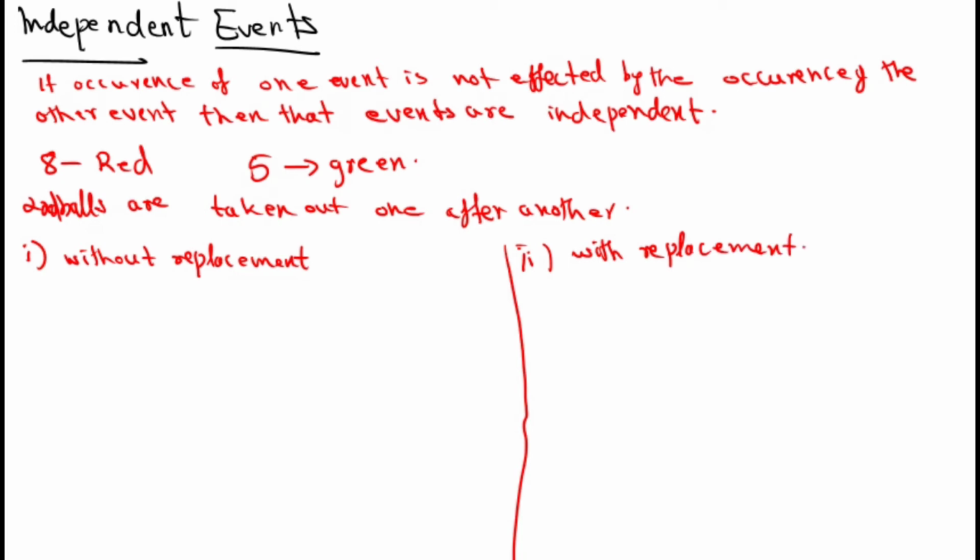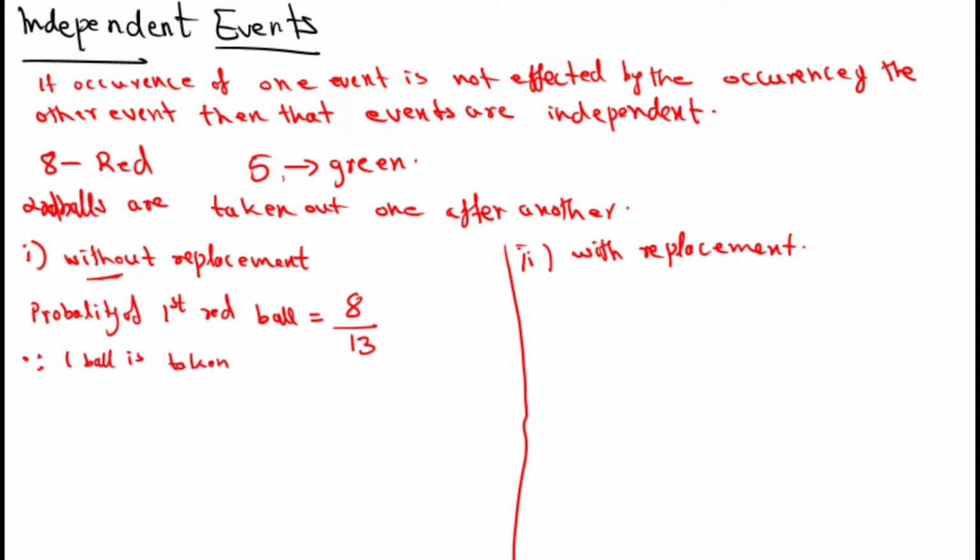Now see here. First you calculate probability of the first ball. That means probability of the first red ball is equal to, see how many red balls are there? 8 red balls are there, divided by total balls, 8 plus 5, which is equal to 13. What's the first event? Taking one red ball. That is equal to 8 by 13. Now see the question. Without replacement is given. Since one ball is taken out, that's a given condition, right? You need to take that outside.